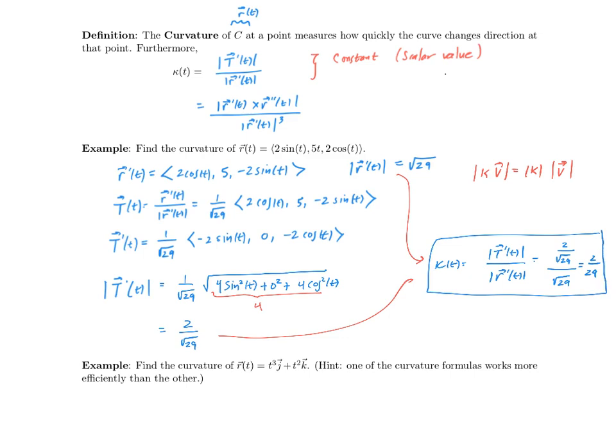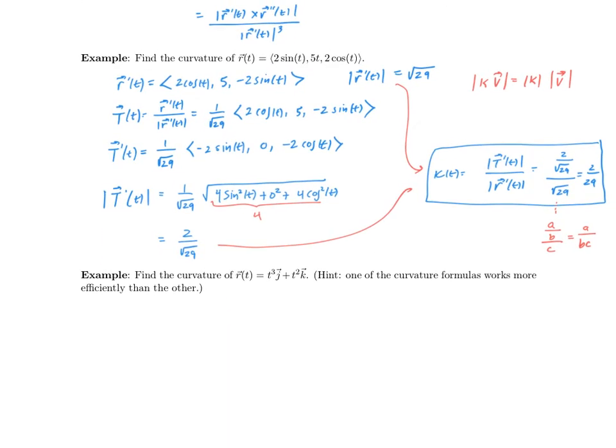And two observations to make here. One, if you have any questions about that algebra, remember a over b divided by c is a over bc. And furthermore, since we're calculating the curvature of a helix, which wraps around, in this case, the y-axis at a nice, constant, uniform rate, we should expect that the curvature is a constant. So let's go ahead and now finish this curvature discussion with one more example.